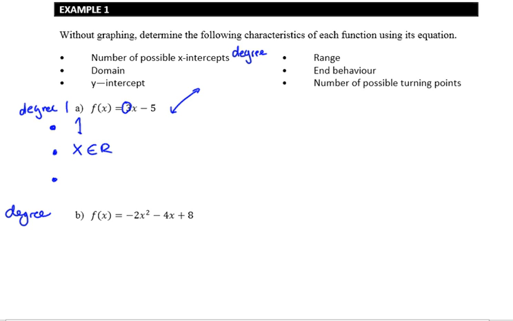Y-intercept. How do we get the y-intercept? We let x equal to 0. It's also equivalent to our constant in the function. So who's the constant in this function? -5. So the y-intercept is -5.